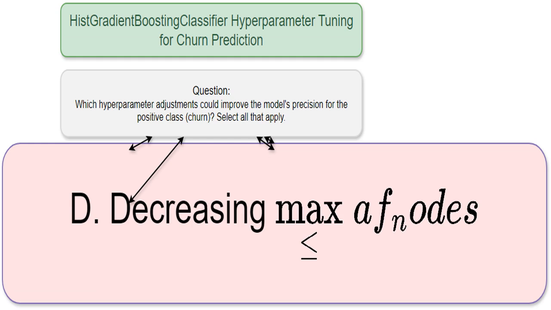Fewer leaves mean a less intricate tree, which again reduces overfitting and the generation of false positives. The result? Higher precision. It's a direct way to make your model more focused and precise.